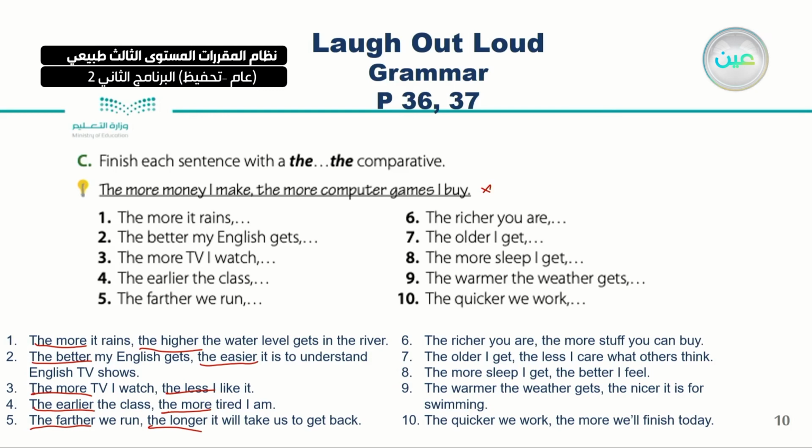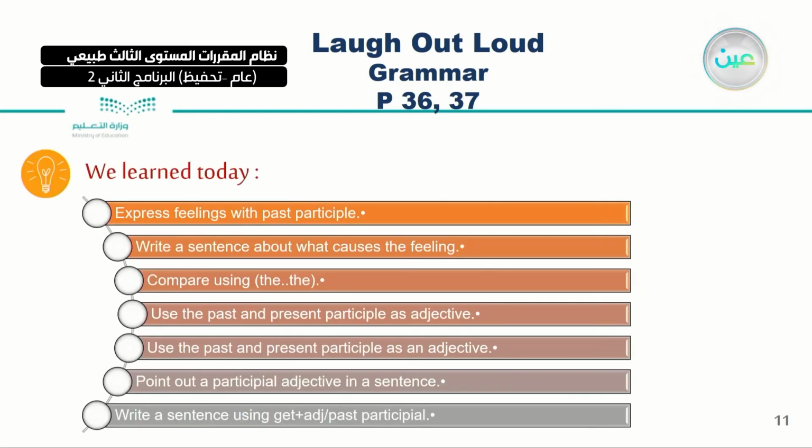And actually, this was the last slide of our show today. Let's go back to the objectives. Today we learned: expressing feelings with the past participle, writing sentences about what causes the feeling, comparing using "the" and the comparative, using the past and present participle as adjectives, pointing out a participle adjective in a sentence, and finally writing sentences using get, adjective, and the past participle.